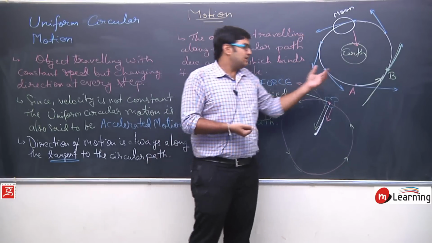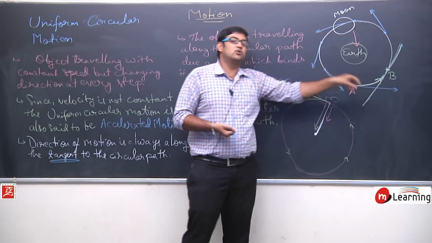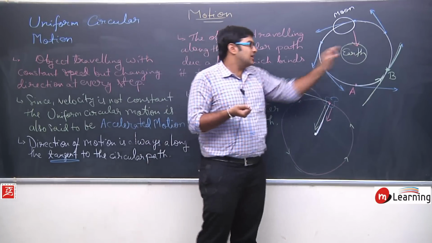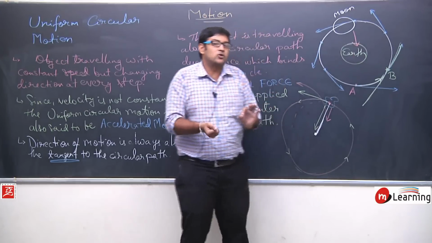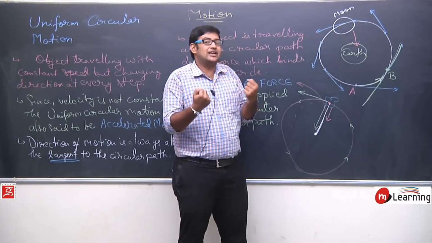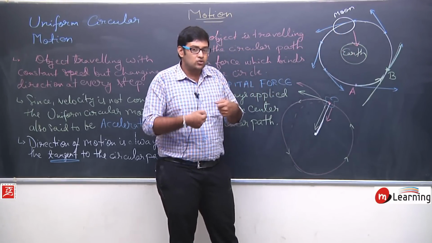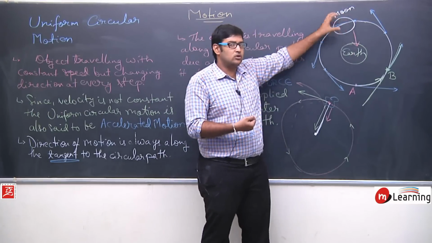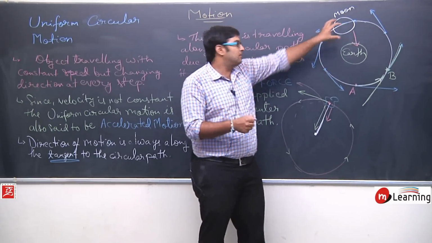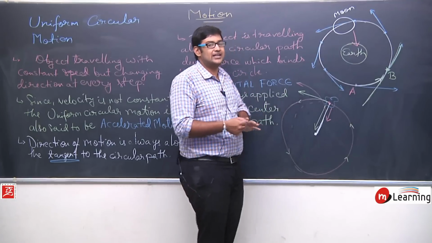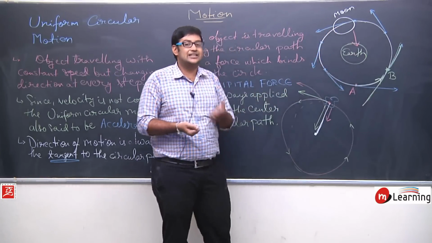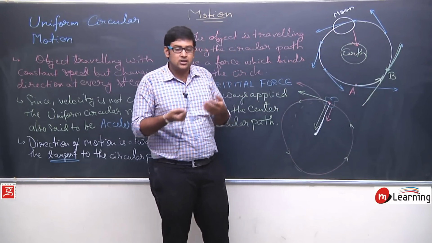But you may wonder that Earth is applying force on the moon, but still the moon is not falling on the Earth. So why is it happening? It is happening because the Earth applies only that much force which is required to change the velocity of the moon. It does not have that much force to bring the moon towards its center. It can only change the direction of the moon, but it cannot bring the moon to the center of the Earth. So this is why the moon and the artificial satellites are moving around the Earth.